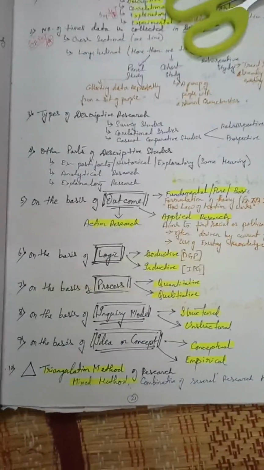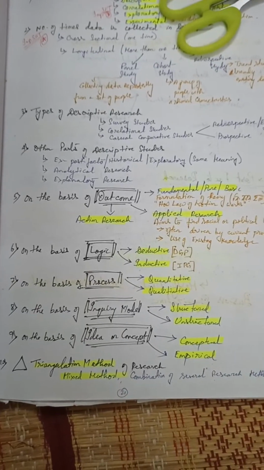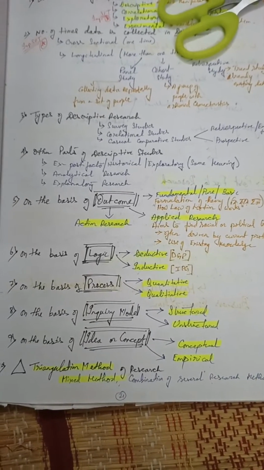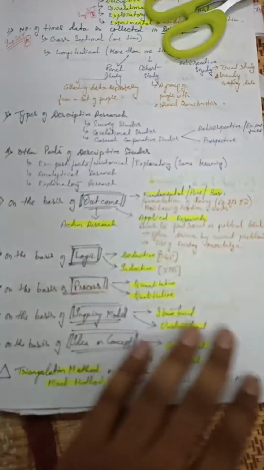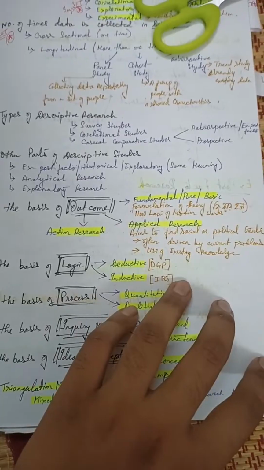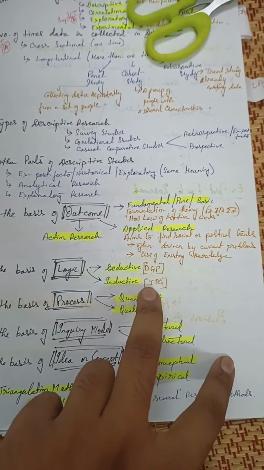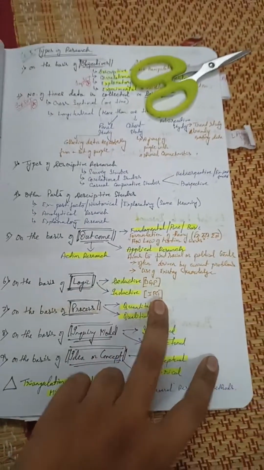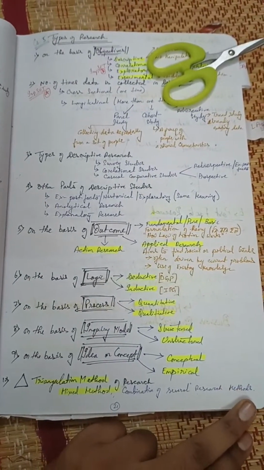Now we will be talking about research on the basis of logic. On the basis of logic, research can be divided into deductive and inductive, and I have written DGP. That means deductive is general to particular, and inductive means particular to general. These are the keywords.